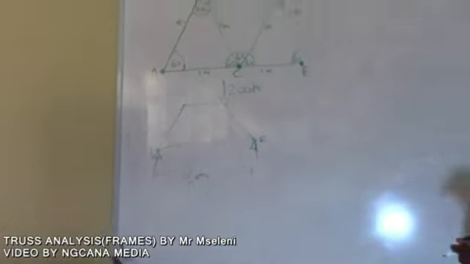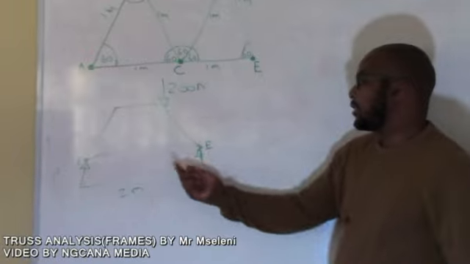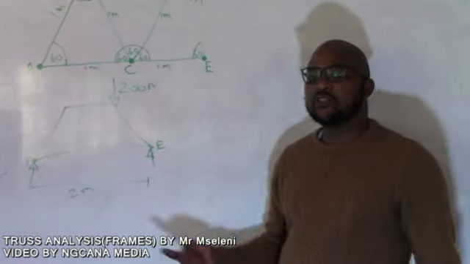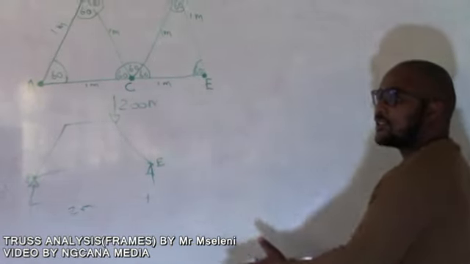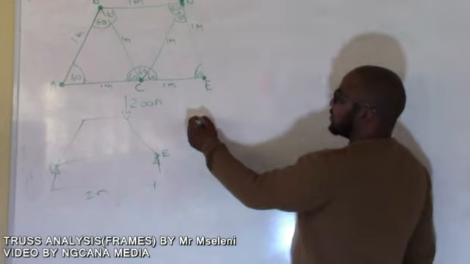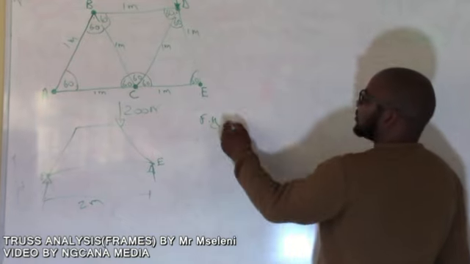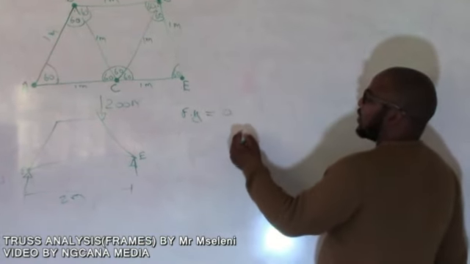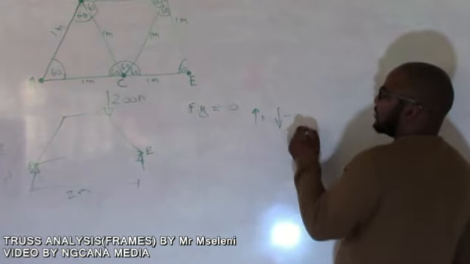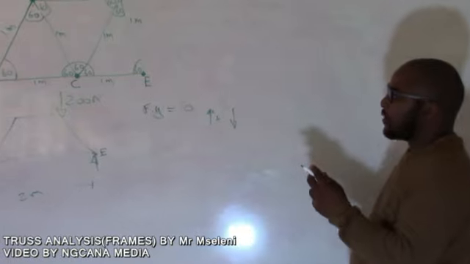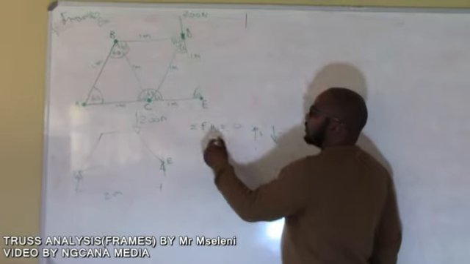And then we try to find our reactions, because if we check, our structure is pin jointed, therefore we only have the reactions which are going up, which is reaction A and reaction E. So now, if we treat that as a free body diagram, we say the sum of forces in the y direction equals 0. Forces going up are positive, and forces going down are negative. Therefore, the sum of forces going up and the sum of forces going down equals 0.